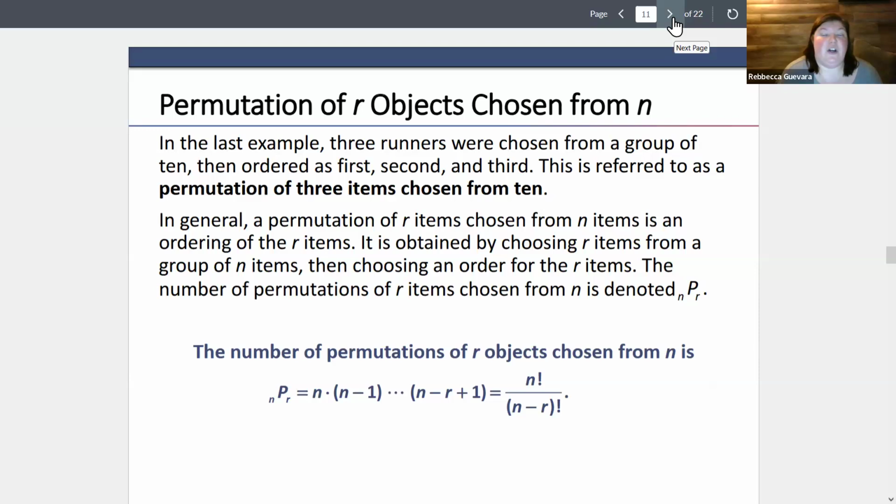Okay, so the permutation of R objects chosen from N. In the last example, the 3 runners were chosen from a group of 10, then ordered in first, second, and third place. This is referred to as a permutation of 3 items chosen from 10. When we talk about this, we're going to have N and R. N is my total options, and it's always going to be the bigger number. R is the options chosen, so it's the amount chosen.